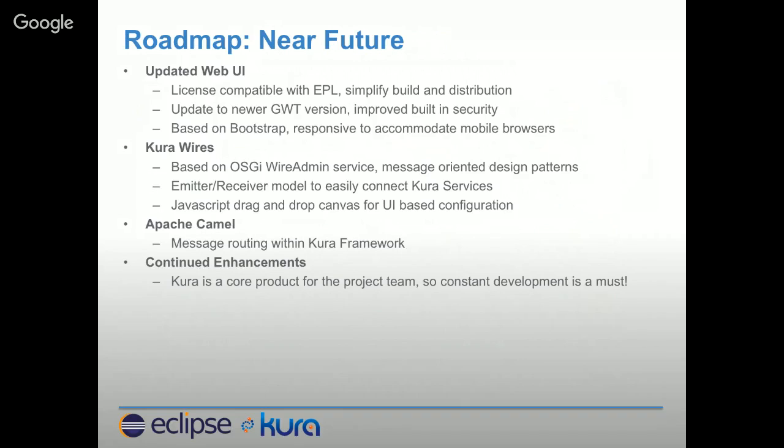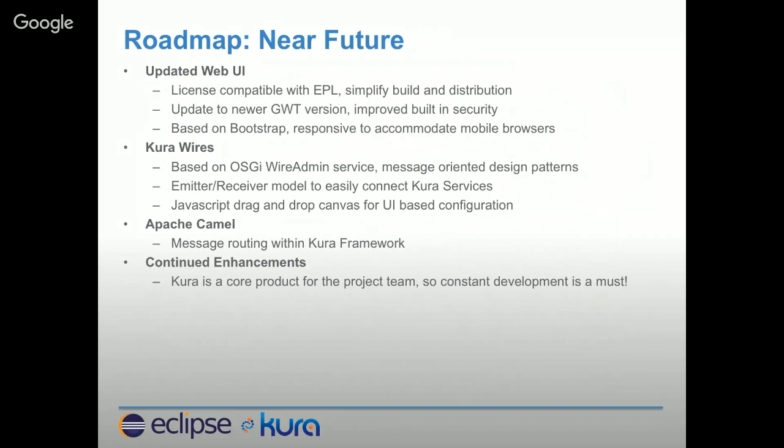One is we're updating the web UI. So previously the license wasn't exactly aligned with the Eclipse public license. So we have solved that with a new UI that will be completely license compatible. And the biggest benefit to this is it will simplify the build of Kura, and also the distribution. So if you go to download Kura right now, you'll see a bunch of downloads. It's a bit confusing. All that will go away. So it'll just be one download for your platform, and you'll be good to go.